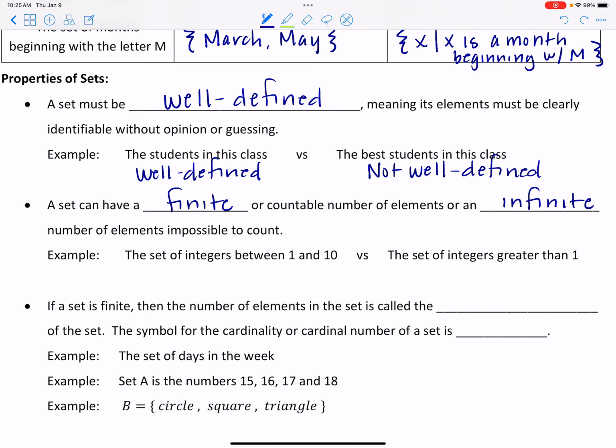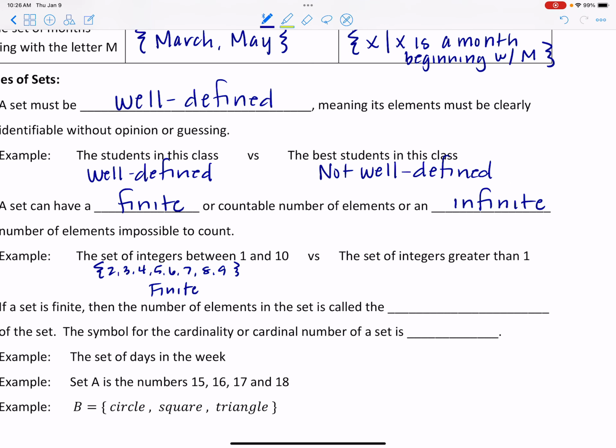So again, the integers between 1 and 10, if I was to roster those out, I have 2, 3, 4, 5, 6, 7, 8, and 9. That is a countable number of elements, so we'd say that this is finite. If I wanted the integers that are greater than 1, again, if I was to roster those out, that'd be 2, and 3, and 4, and 5, and that list would just keep going forever. So this is infinite. I couldn't possibly count how many elements are in that set.